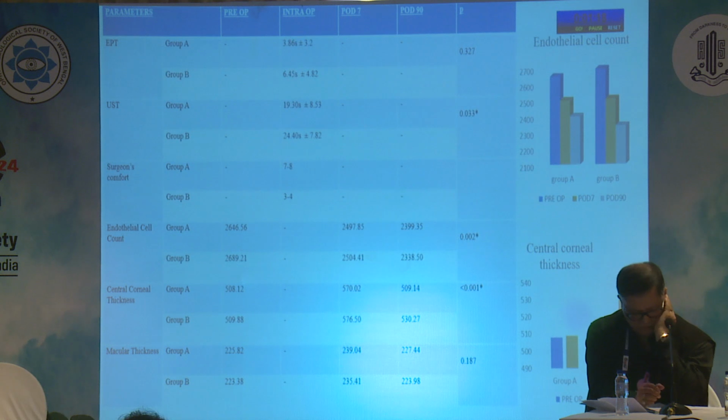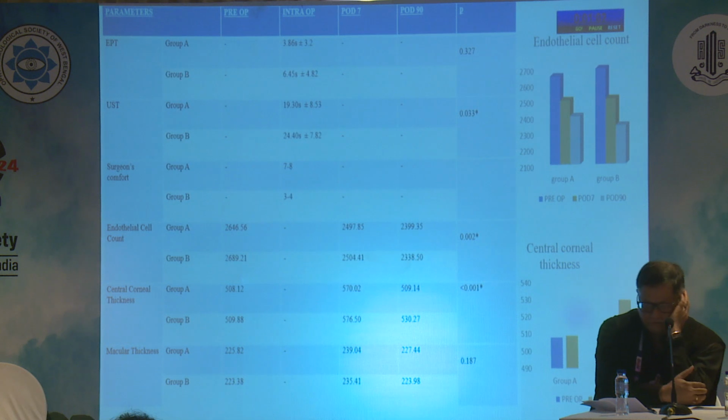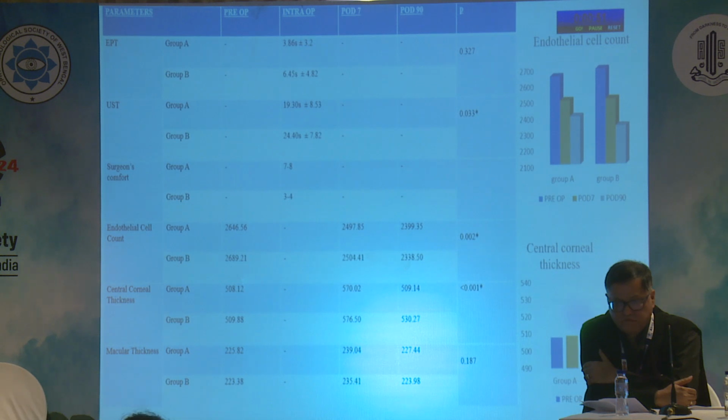So the parameters were ultrasound time. In group A, it utilized less time when compared to group B, and the difference was statistically significant. Endothelial cell count loss at the end of 3 months in group A was less when compared to group B, and it was statistically significant. Central corneal thickness was increased in group B in the immediate post-op and at the end of 3 months, and it was statistically significant. Macular thickness was increased in both the groups. It was not statistically significant, and it resumed the preoperative values at the end of 3 months.